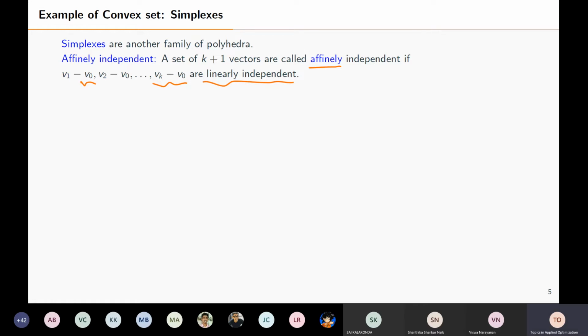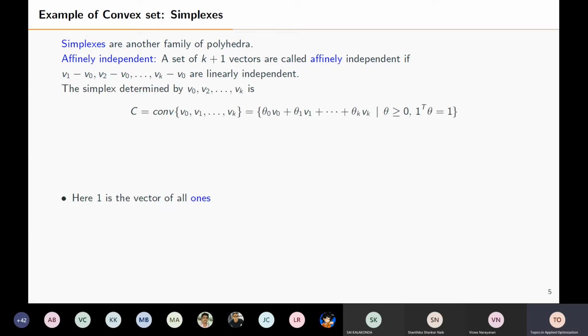Okay, then we call it to be affinely independent. So the simplex determined by V0 to Vk is defined as follows. You take the convex hull of this. Okay, so the convex hull, what was that? We saw it's like all possible convex combinations of these guys.